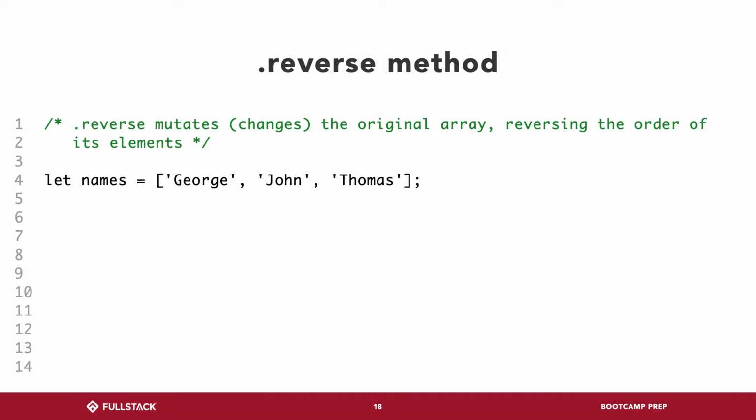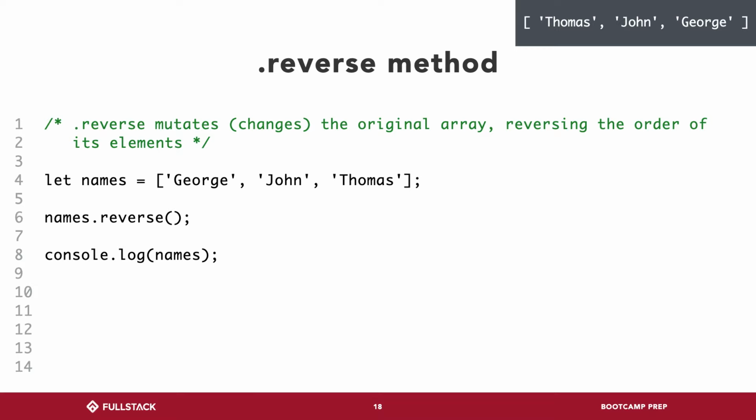Then we have the reverse method. Reverse actually mutates the original array and reverses the order of its elements. So if we do names.reverse, console.log names, we get Thomas, John, George. That's all you have to do. This dot reverse, don't pass anything into it, okay?